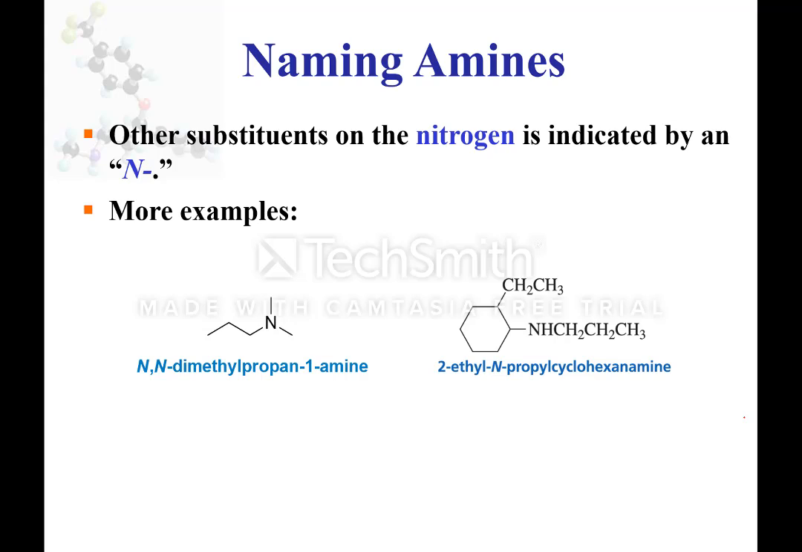Here are some more examples. You may want to pause and study the examples to make sure you do know how the rules are being applied properly to these molecules.